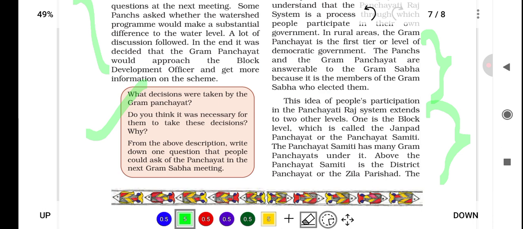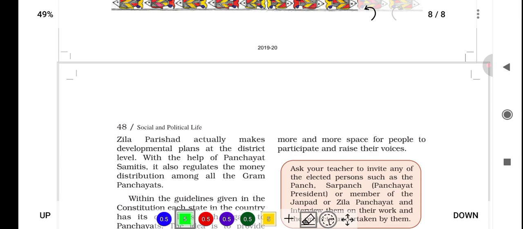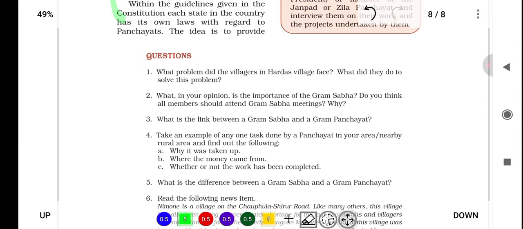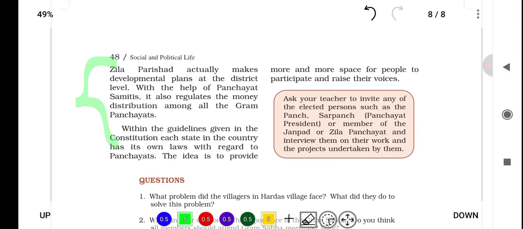One is the block level, which is called the Janpad Panchayat or the Panchayat Samiti. The Panchayat Samiti has many Gram Panchayats under it. Above the Panchayat Samiti is the District Panchayat or the Zilla Parishad. The Zilla Parishad actually makes developmental plans at the district level with the help of Panchayat Samitis. It also regulates the money distribution among all the Gram Panchayats within the guidelines given in the constitution. Each state in the country has its own laws with regard to panchayats. The idea is to provide more and more space for people to participate and raise their voice.